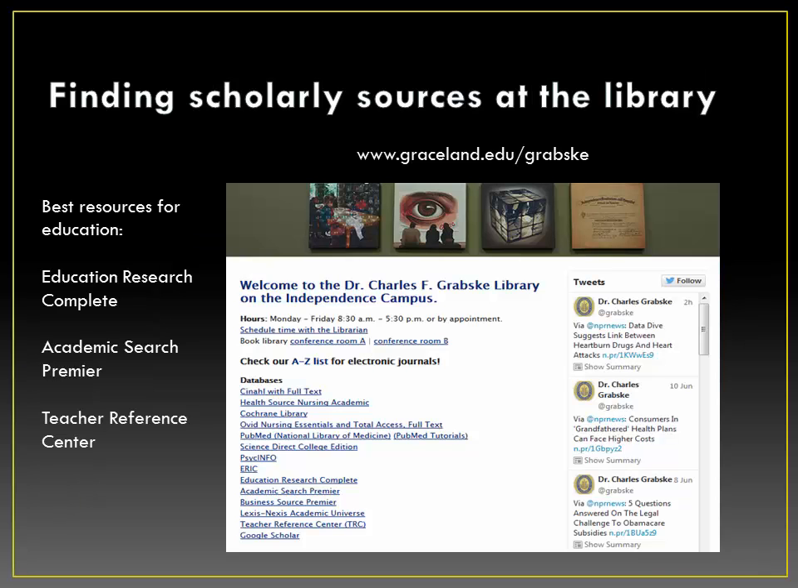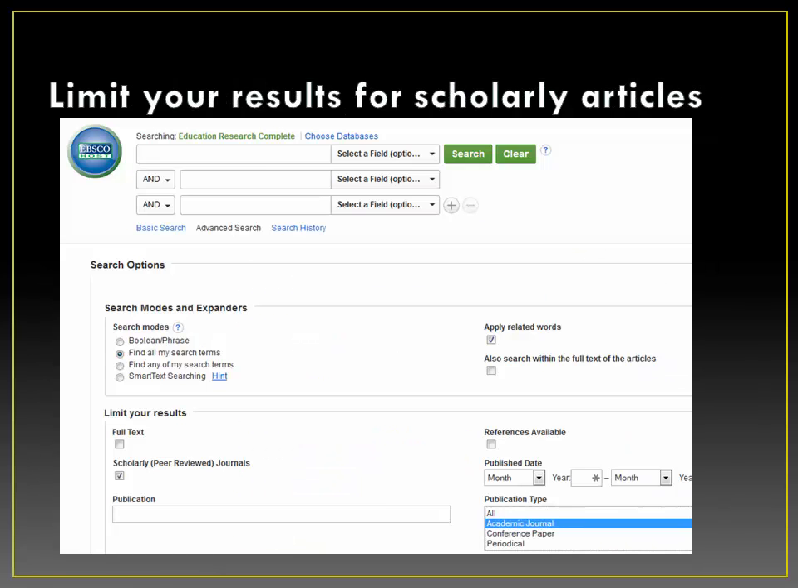So how do we find these scholarly sources in the library? We'll start by going to the library's homepage, and the sources best for education students are going to be Education Research Complete, Academic Search Premier, and the Teacher Reference Center. When you click on one of these links, you will be asked to log in. Use your MyGraceland credentials, and then once you've logged in, you'll see the search screen.